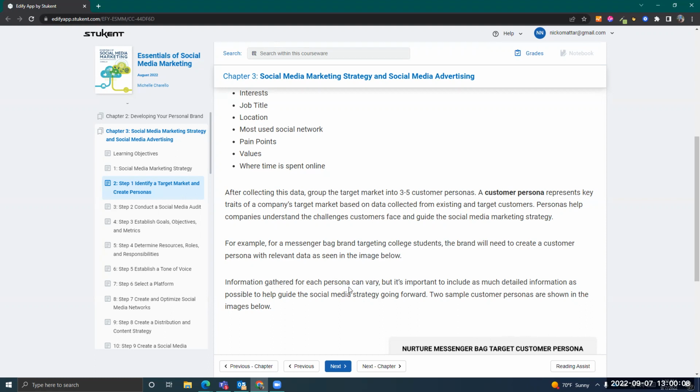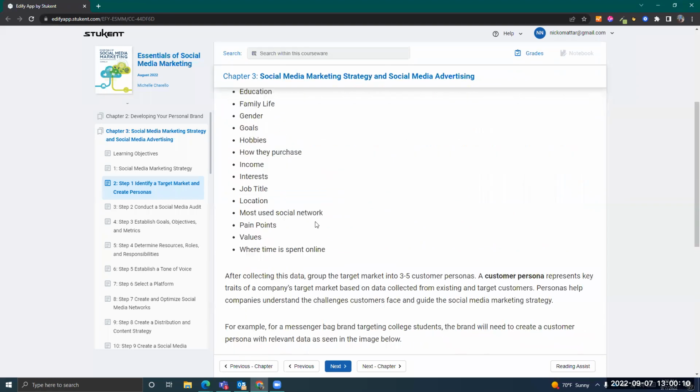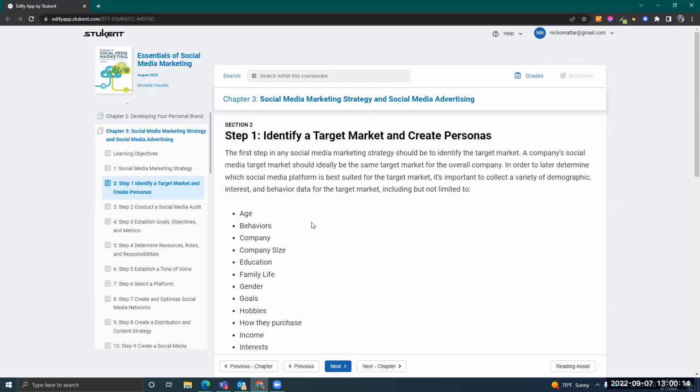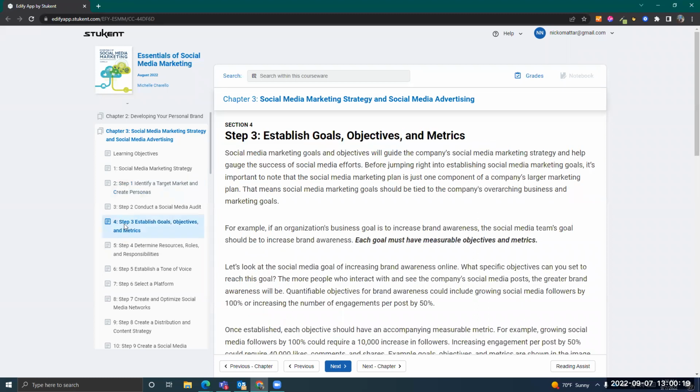None of these steps are, by the way, very long. You'll see I can scroll through these pretty quickly. I mean, there's only a couple hundred words here. It's not super intense on each step. So let's go to step three. Goals, objectives, and metrics. This is very important.